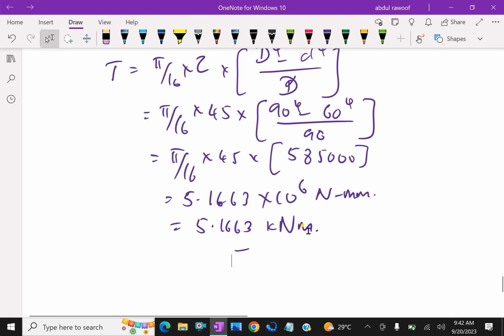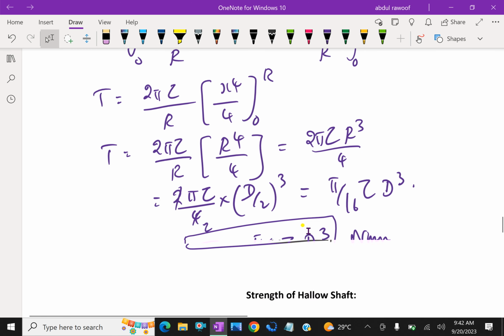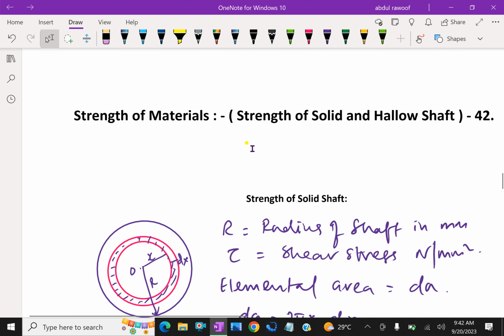We have done. So far we discussed the strength of solid and hollow shafts, that is, the maximum torque they can transmit, for the solid shaft as well as the hollow shaft.